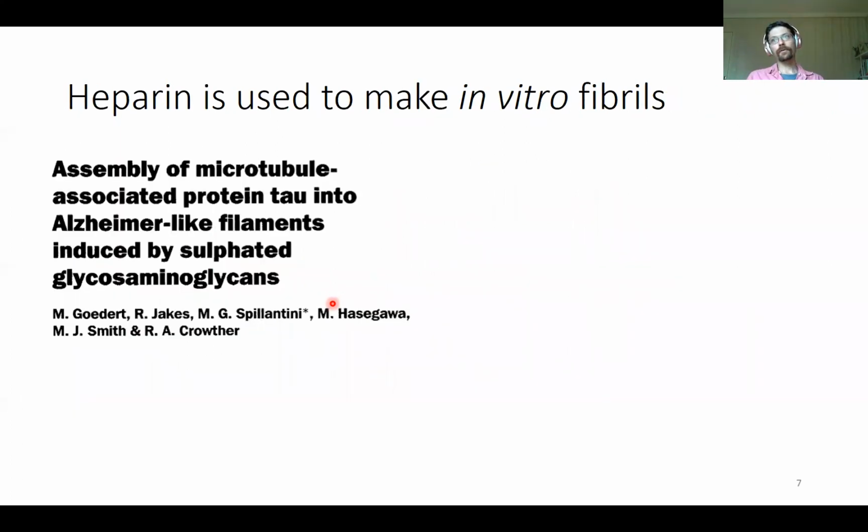So how do we study aggregation? Well, there is an obvious first step, which is to be able to make fibers in vitro.